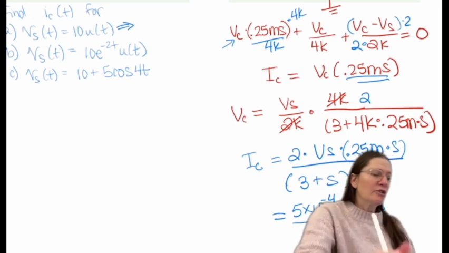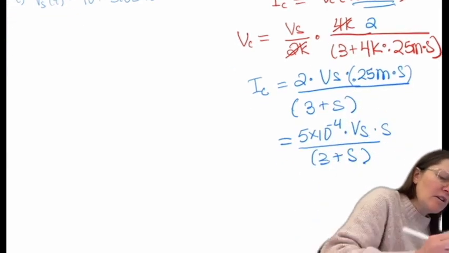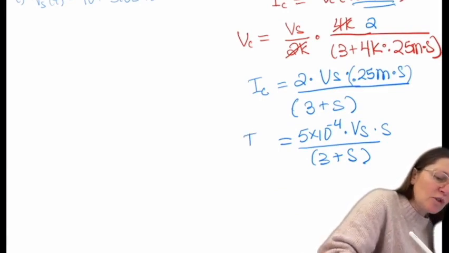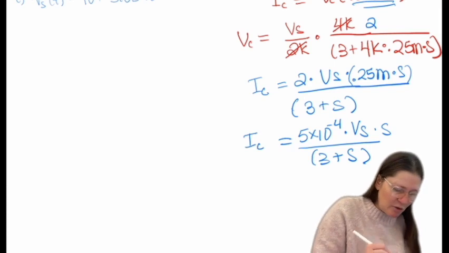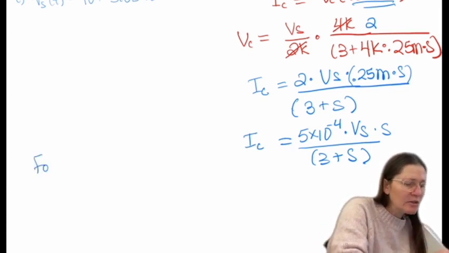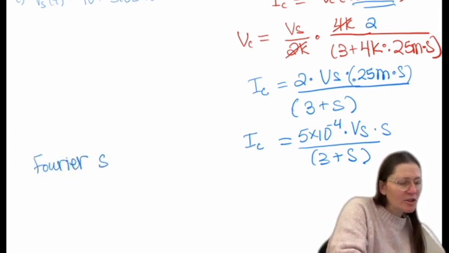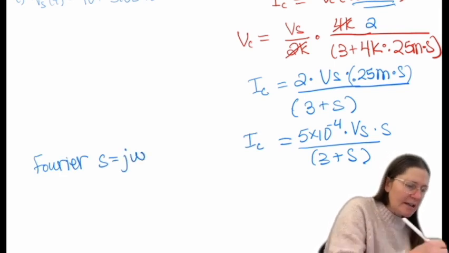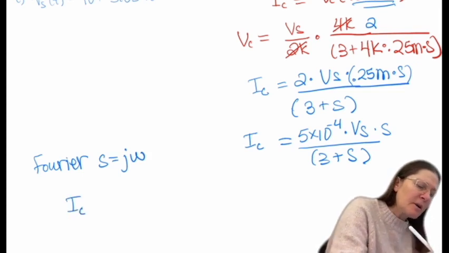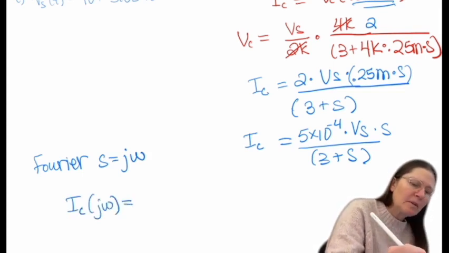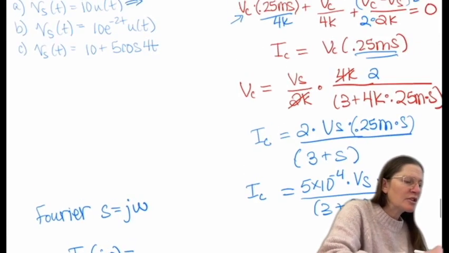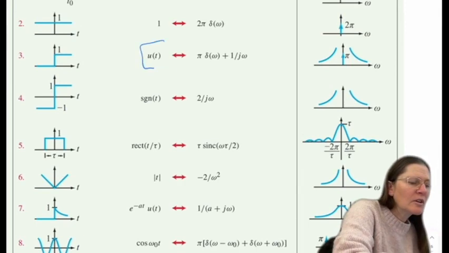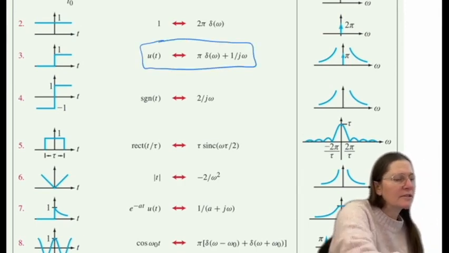Okay, so from here we just convert the VS into the frequency domain, right? For Fourier, we're going to use S equal to J omega. So your IC now becomes IC of J omega. And VS, when you change it over, becomes these delta functions.